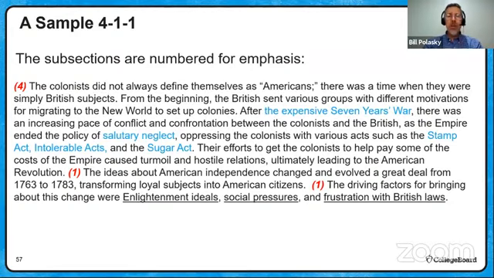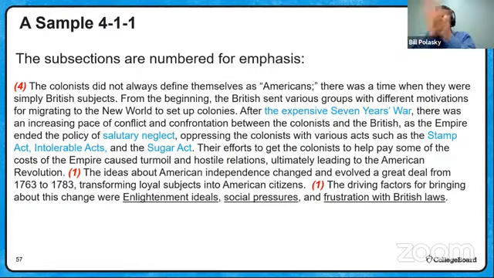But up above it, what comes then? What's the background? What got us to these ideas about American independence? Colonists did not always define themselves as Americans. There was a time when they were simply British subjects. From the beginning, the British sent various groups with different motivations for migrating to the New World to set up colonies. After the expensive 7 Years' War, outside information, proper noun, there was an increasing pace of conflict and confrontation between the colonists and the British as the empire entered the policy of, bam, salutary neglect, oppressing the colonists with various acts such as the Stamp Act, Intolerable Acts, and Sugar Act. Their efforts to get the colonists to help pay some of these costs of empire caused turmoil and hostile relations, ultimately leading to the American Revolution.